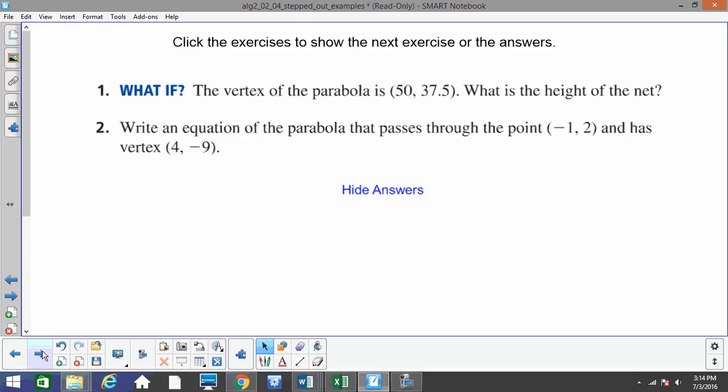What if the vertex of the parabola is (50, 37.5)? So take a second, pause, think about these answers. I'll put the answers up and you can check yourself.